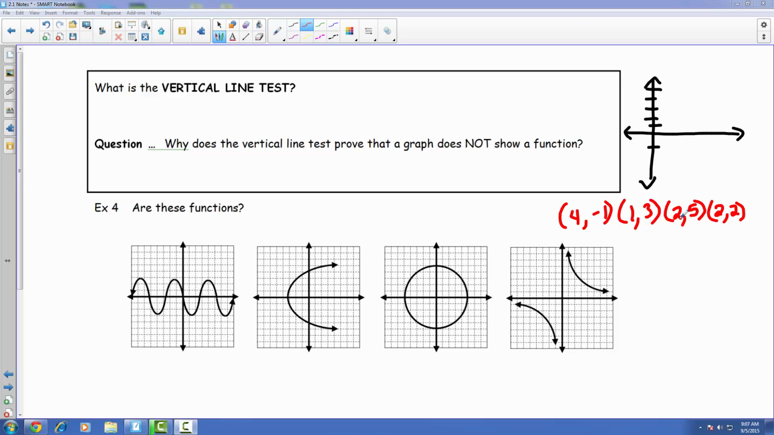Well, this 4, we don't see any other 4s. This 1, we don't see any other 1s for our x's, so they're good. They're checking out. We end up then with this third guy. He has 2. Are there any other 2s? Yes, there are. We can see that they are in fact going to 2 different y values. So as a result, you should be thinking to yourself, this is not a function. So not a function.